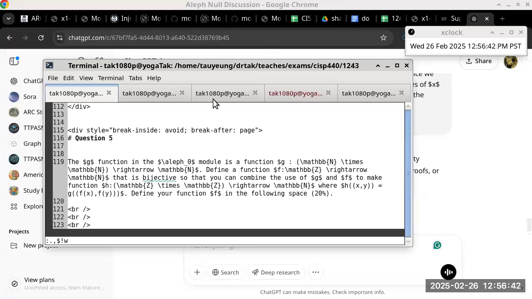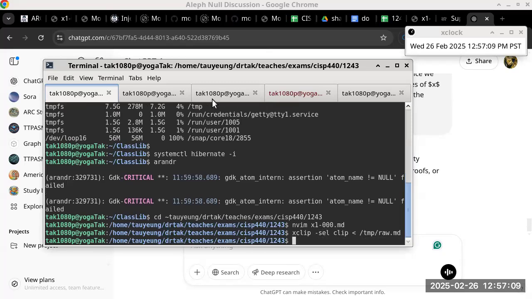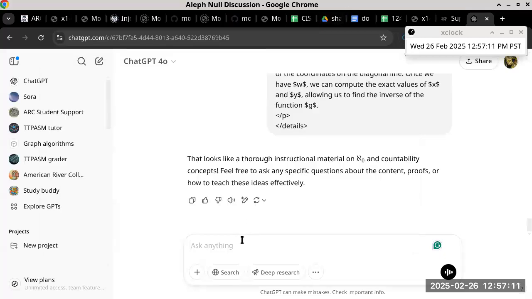Did I do a W exclamation point before, or was it exclamation point W? Okay, well, fine. I'll do it the more conventional way. Just write it to a regular file and then we'll deal with it later. Okay, there we go. Xclip, selection clipboard, raw.md.